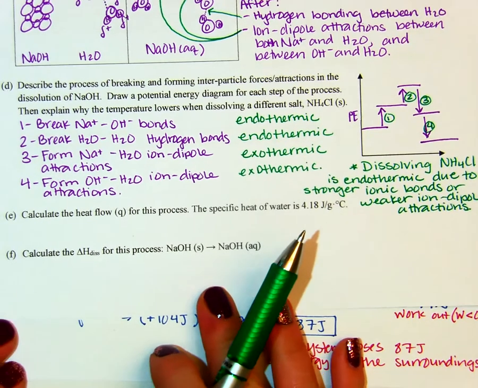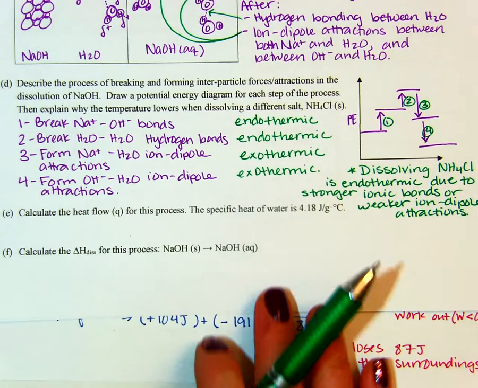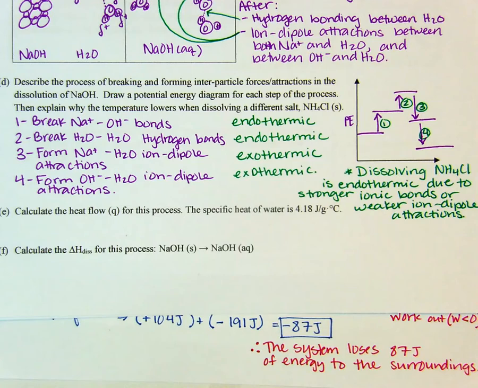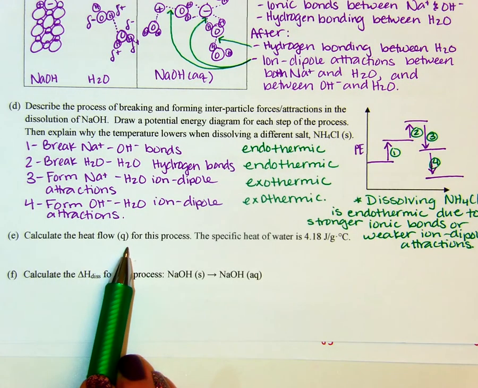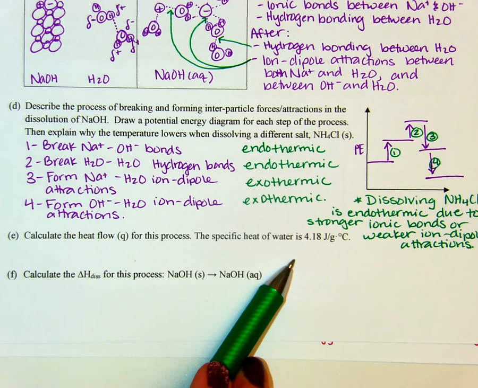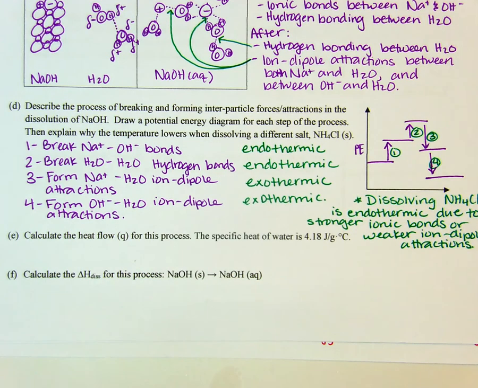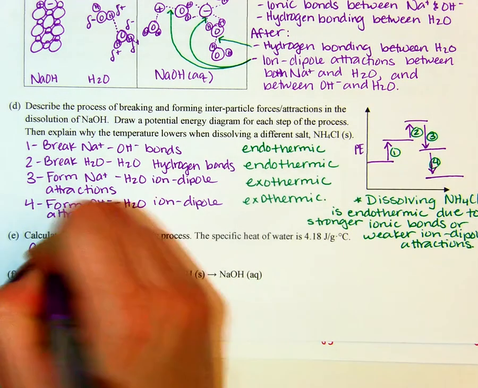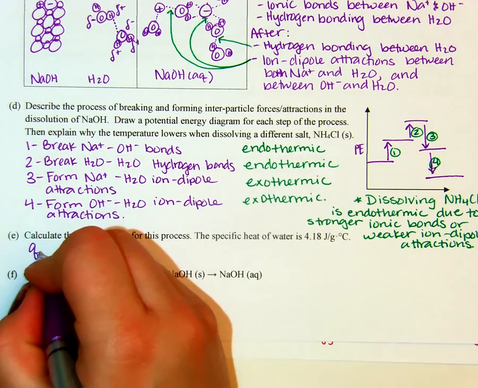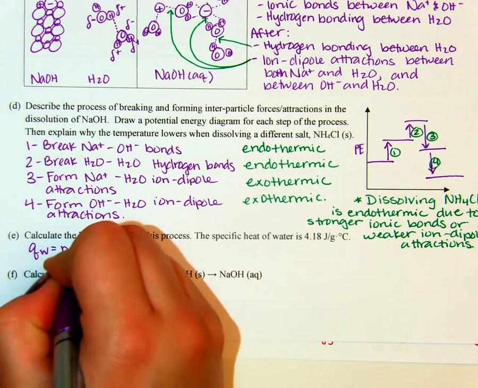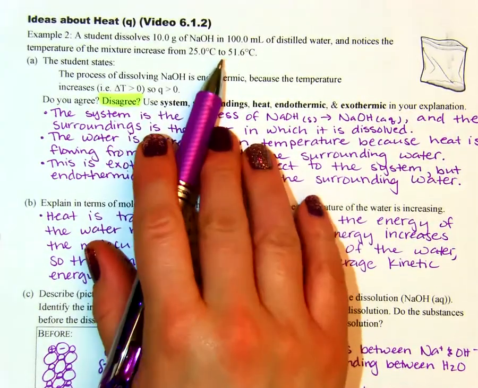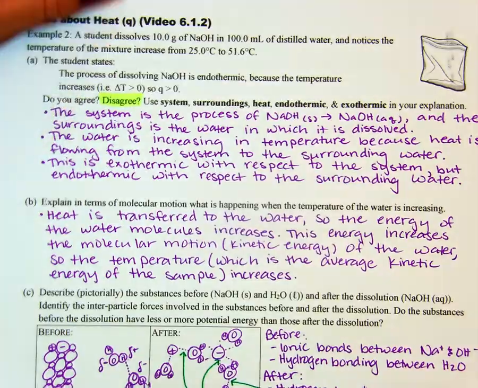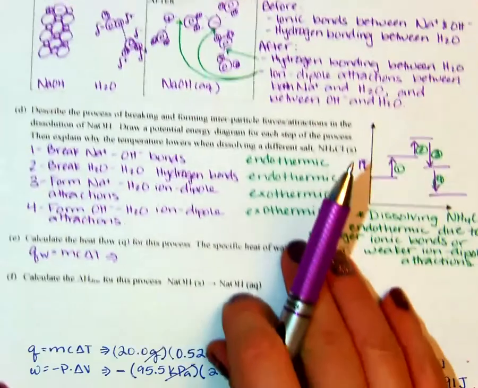Okay, part E. Calculate the heat flow for this process. And we're given the specific heat of water already. So we're going to calculate our heat flow, which is Q for our process. This is just a Q equals MC delta T problem again. So the heat, and I'm going to write a little W here for water, equals MC delta T. So plugging everything in, again, this is from our original problem all the way to the top. So I'm pulling all my values from the very top of example 2. So that's where all these numbers are going to be coming from when I'm plugging all these in.